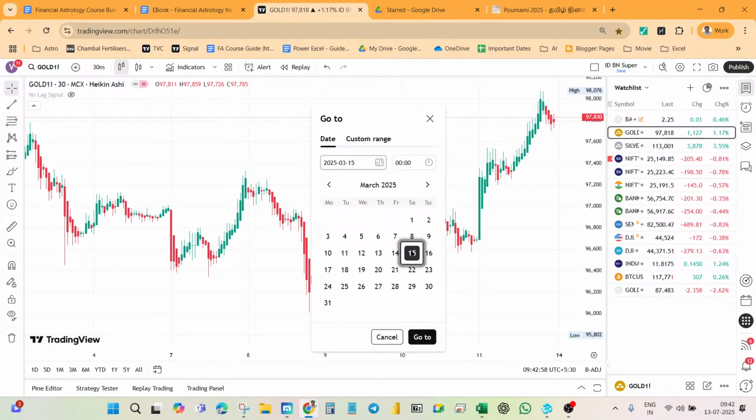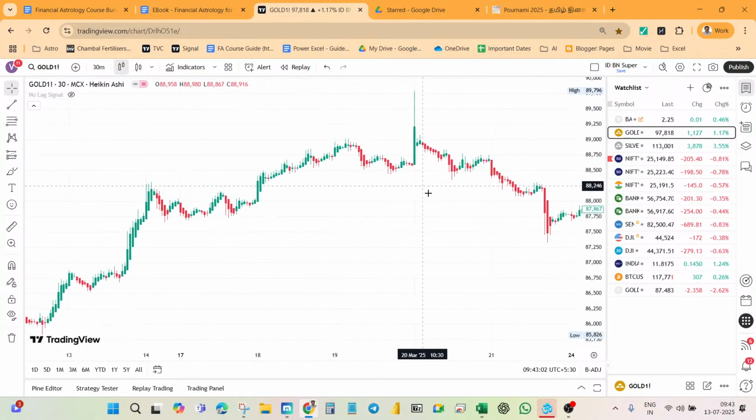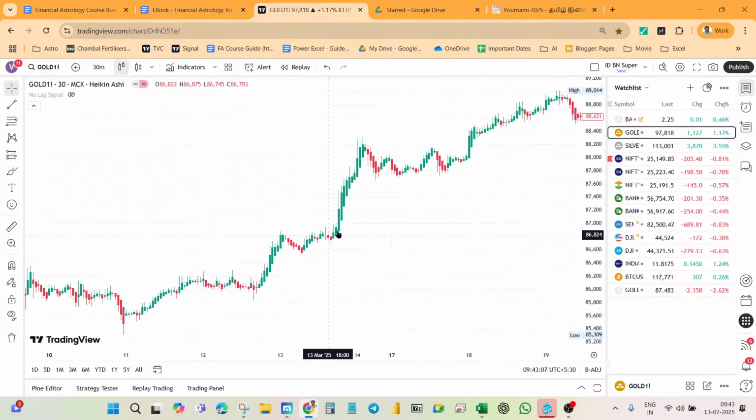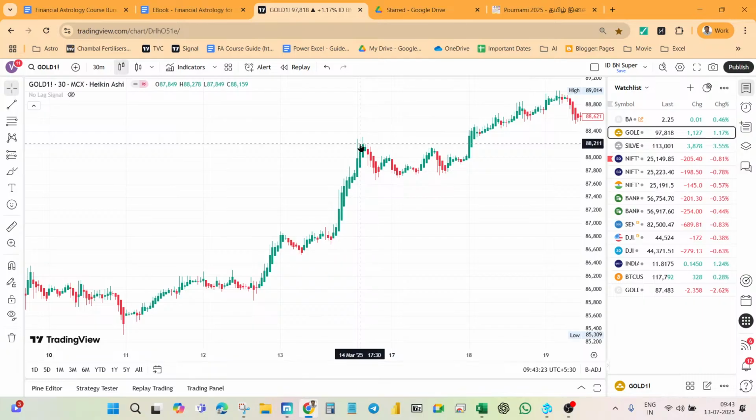Now you can see exactly the move happened at 9 o'clock on 13th March. Around 19 hours, at 7 o'clock itself, the move started, and it keeps on going up until 6 o'clock. This is for the next day.